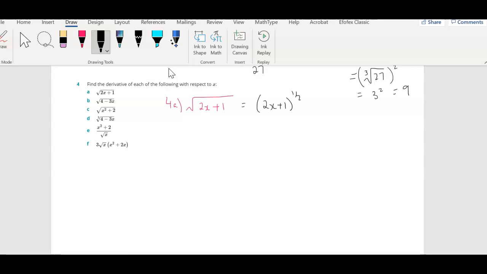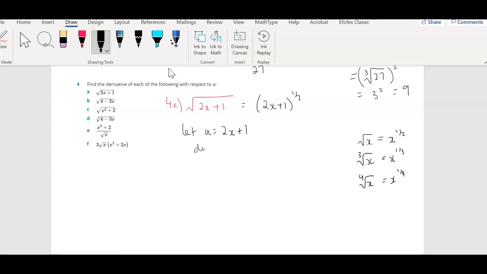Now you should know how your radical, your square root or your cubed root, relates to your index. So the square root is the same as x to the power of a half. The cubed root is the same as the power of a third. The fourth root, same as the power of a quarter, and so on. Okay, so I'm rewriting that as 2x plus 1 to the power of a half. So we're going to use the chain rule, so let u equal 2x plus 1.